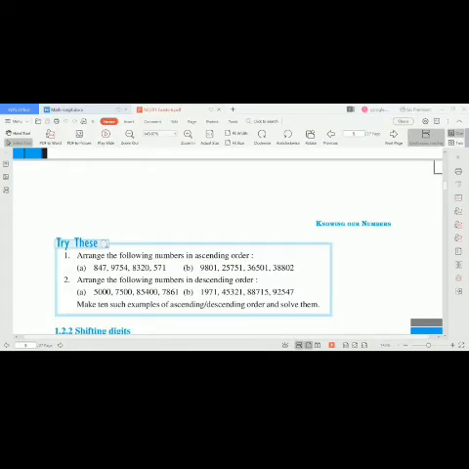Make sure you're checking the number of digits. You're checking if the digits are same. You're checking the highest place value. If even the highest place value number is same, go to the next higher place value. We'll keep doing it for all the place values to check which is the biggest number.